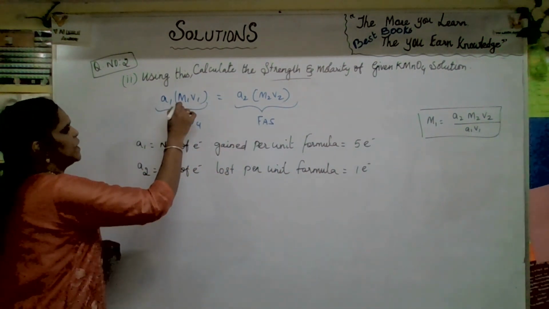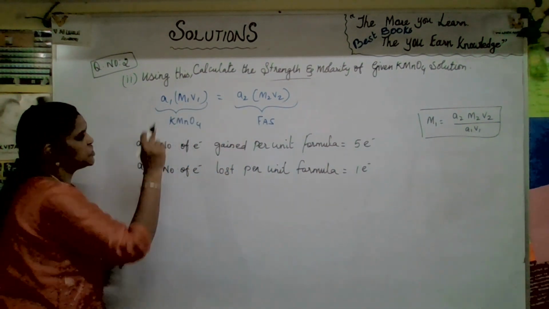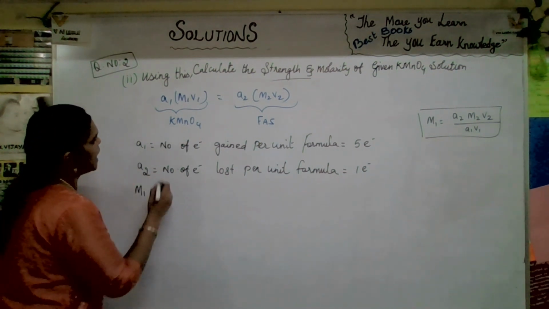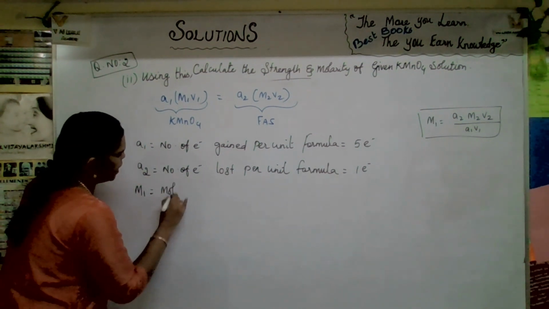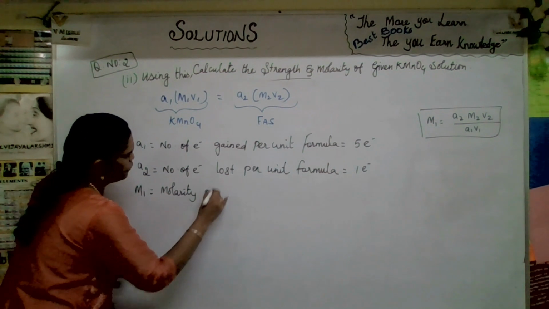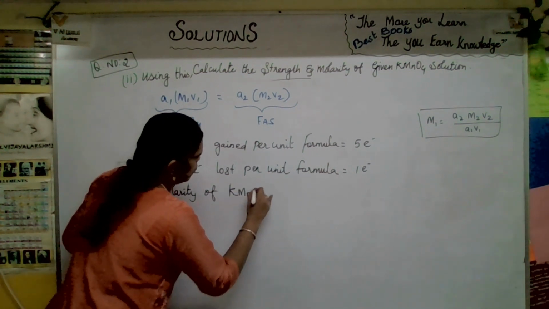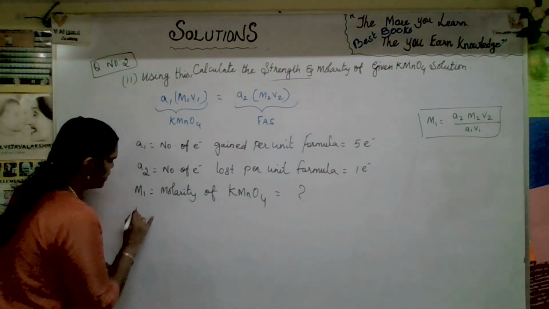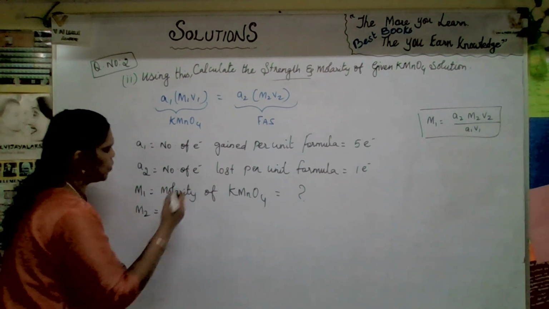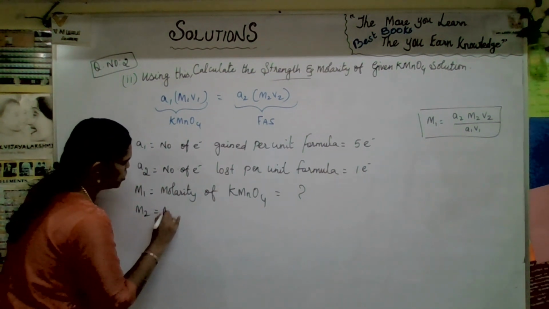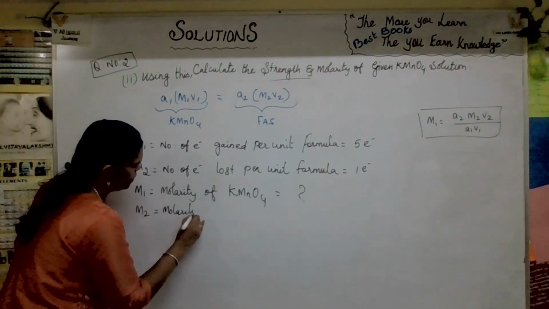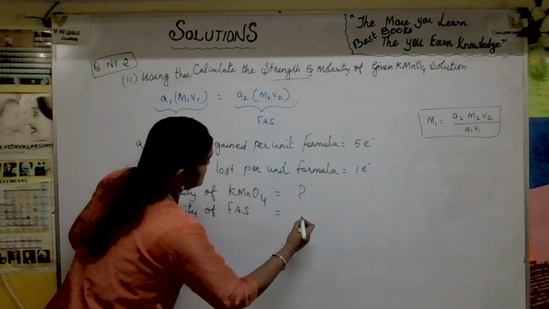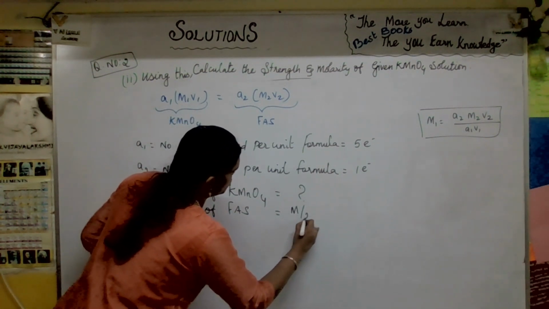Okay, now A1, M1, V1 belongs to KMnO4, as I mentioned. So here M1 is the molarity of KMnO4. This is the only thing we have to find out, so let us put a question mark. Now M2, we know already, we mentioned M by 20. So the molarity of FAS, ferrous ammonium sulfate, is M by 20.